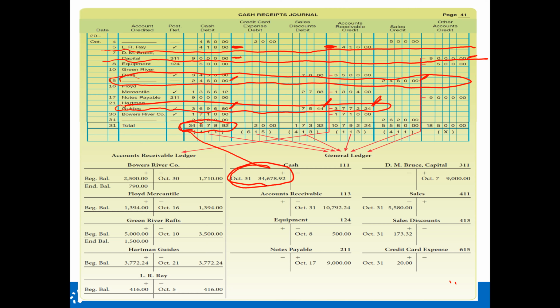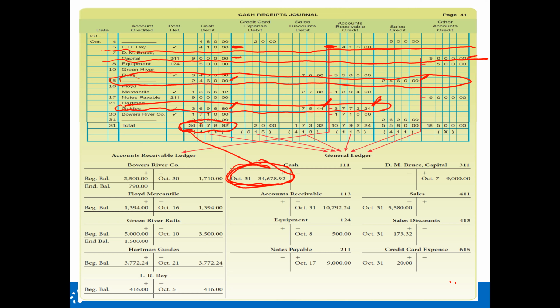Right? So we use the cash receipts journal to record all of these smaller transactions, these multiple cash inflow transactions. And then when we actually do the journal entry, we just record the aggregate amount into that cash ledger account.